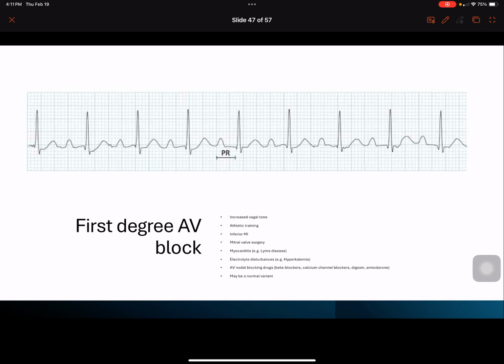It could be caused by mitral valve surgeries. It could be caused by inferior MIs. It could also be caused by electrolyte disturbances, myocarditis is another potential cause, or potentially the patient has taken AV nodal blocking drugs like beta blockers or any of these other types of drugs, especially digoxin, which is not as common anymore, but calcium channel blockers can cause that. It could also just be normal for the patient. So longer PR interval, but consistent P waves, still regular, no irregularity, no dropped complexes. This is going to be a first degree AV block.